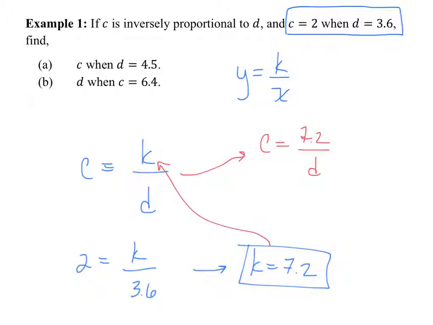And now at this point in time, all you're doing is practicing. So come up with what you get for A and B. Find C when D is 4.5, and do it again. Find D when C is 6.4. Remember, when you're given a number, think about where you can plug it in.